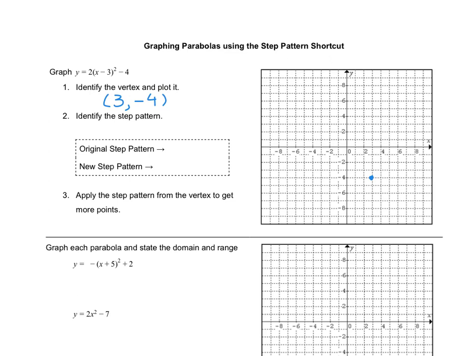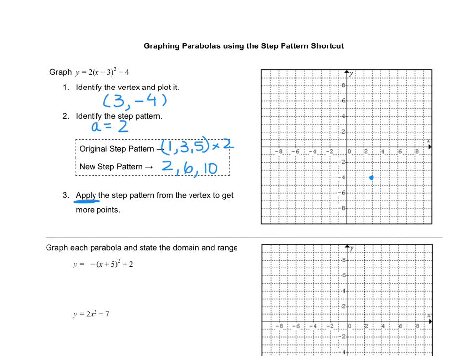And this all depends on your a value. The a value of this parabola is 2. Now, the original step pattern is the step pattern for your parent parabola, which is just 1, 3, 5, and it goes on forever with all the odd numbers. But now we're going to double this. So we're going to multiply all of that by 2. So 1 times 2 is 2. 3 times 2 is 6. 5 times 2 is 10.